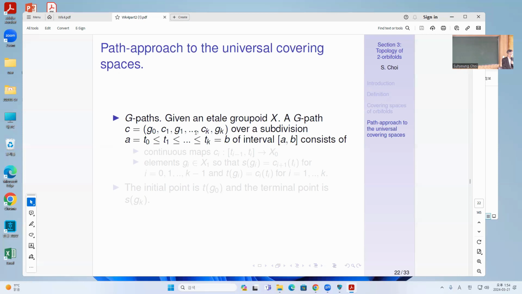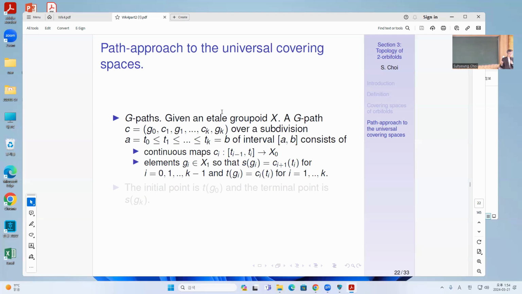So over some subdivision of the interval AB, the CI are the continuous maps to this base space X0. And then the elements will be the ones where the starting point is CI plus 1 TI, and then the terminal point is CI TI for I from 1 to K. Okay, so it just goes from the one endpoint to the other.